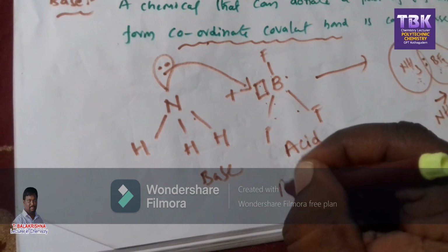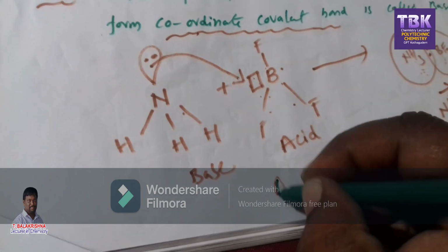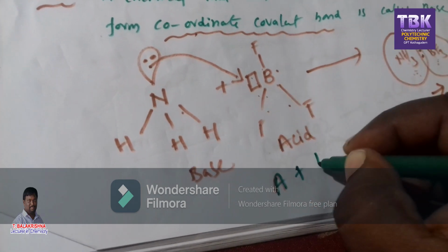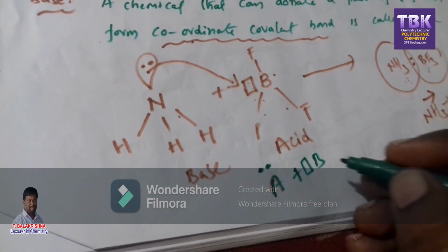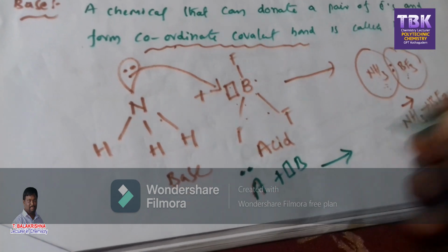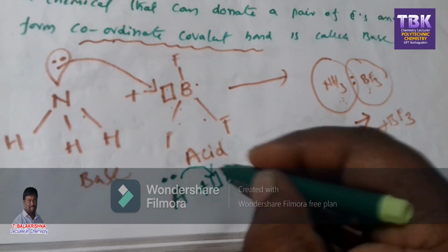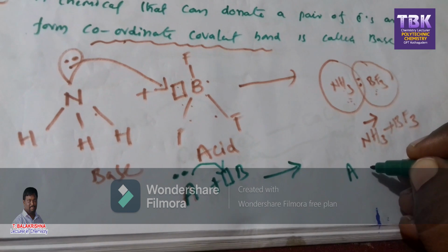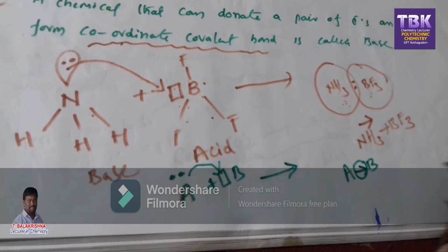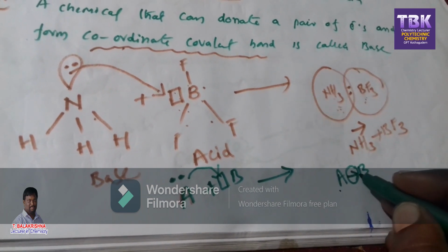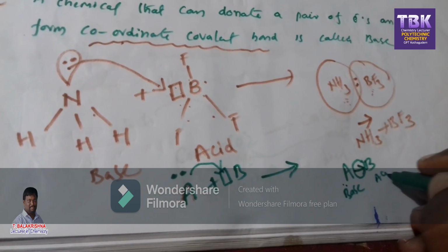In your textbook it is represented as A plus B. A has a pair of electrons, B has an electron deficiency, B is an electron deficiency molecule. So here A donates the pair of electrons. That pair is shared by B. So A is a donor, B is the acceptor. This arrow mark represents the coordinate covalent bond. In this coordinate covalent bond, the one which donates the pair of electrons is the base, and the one which accepts the pair of electrons is the acid.